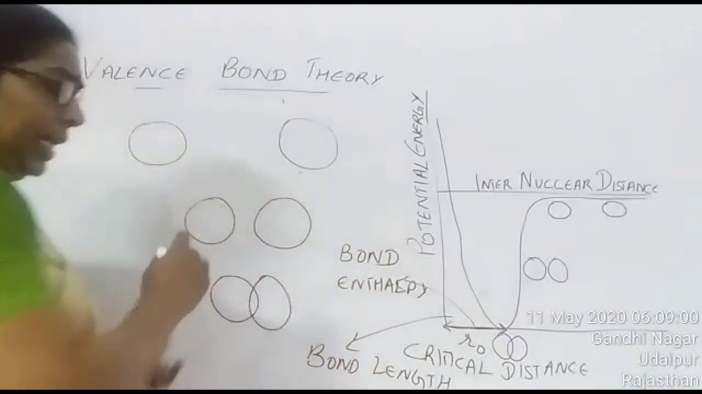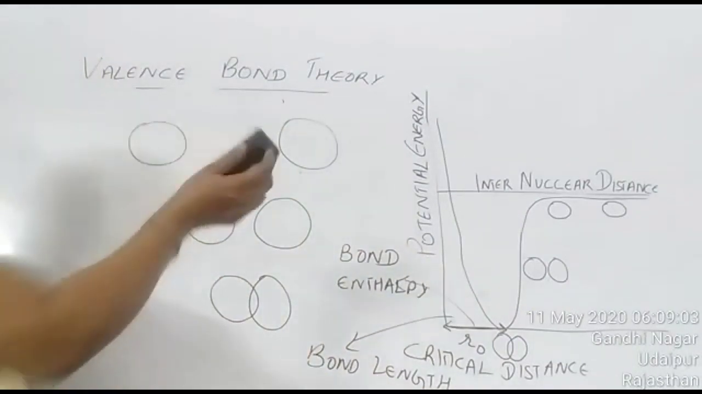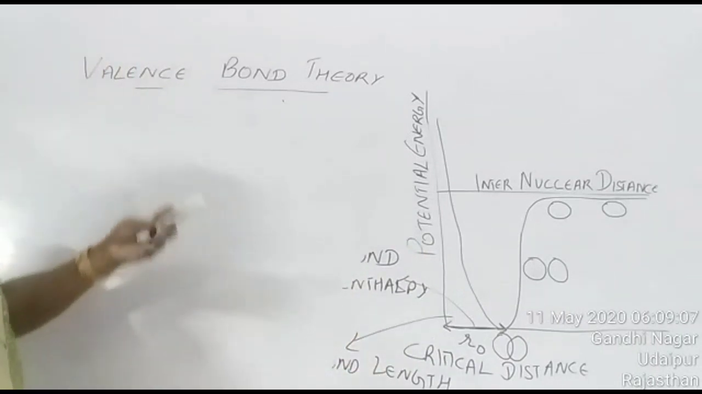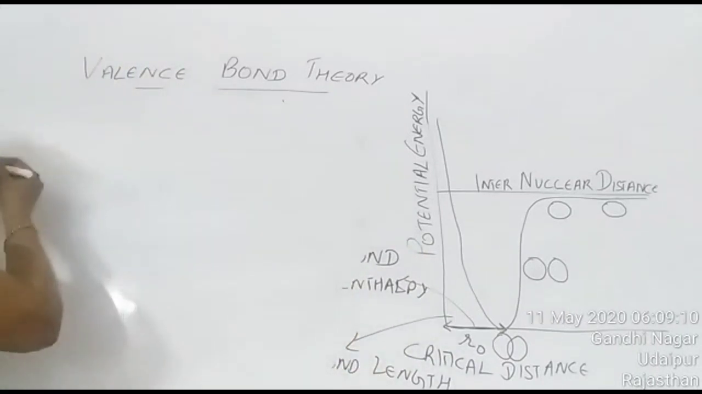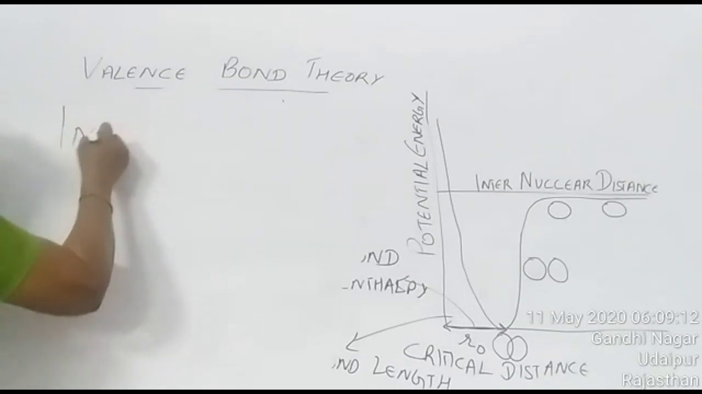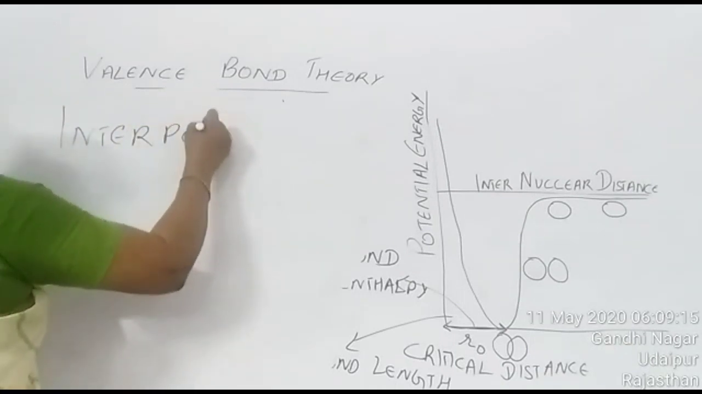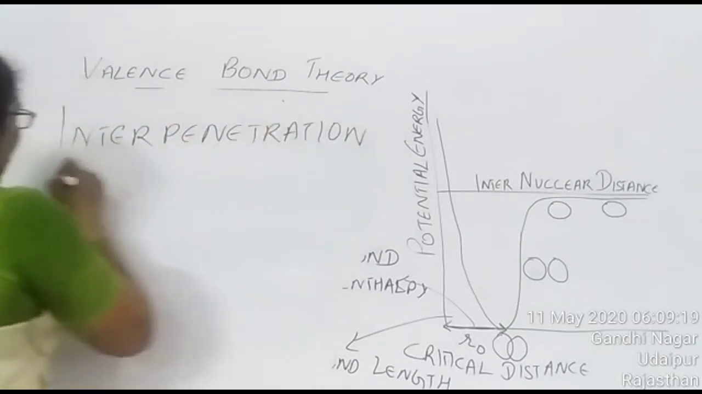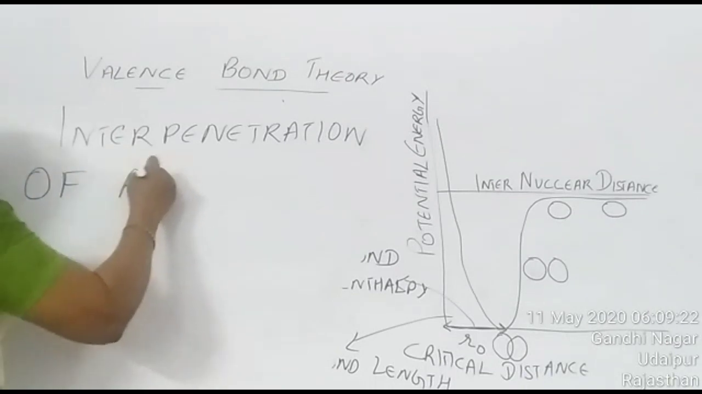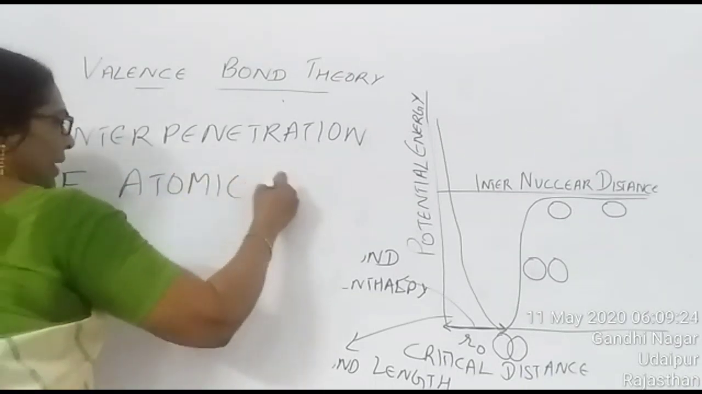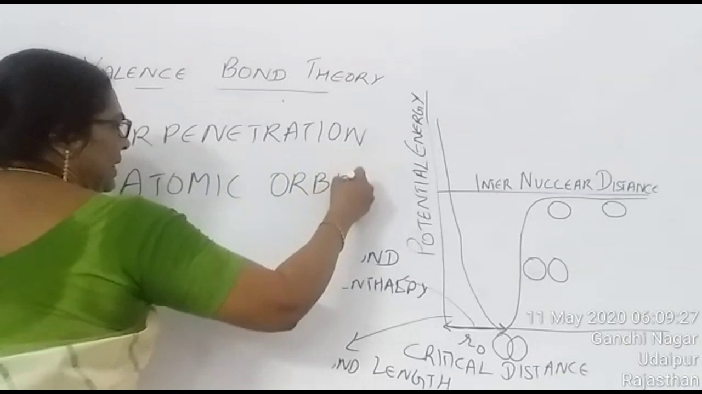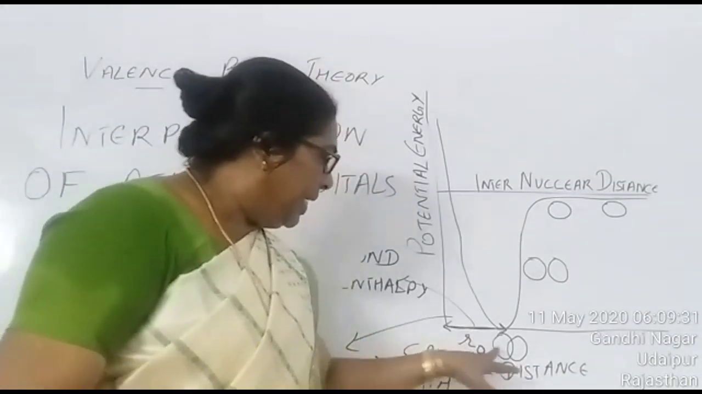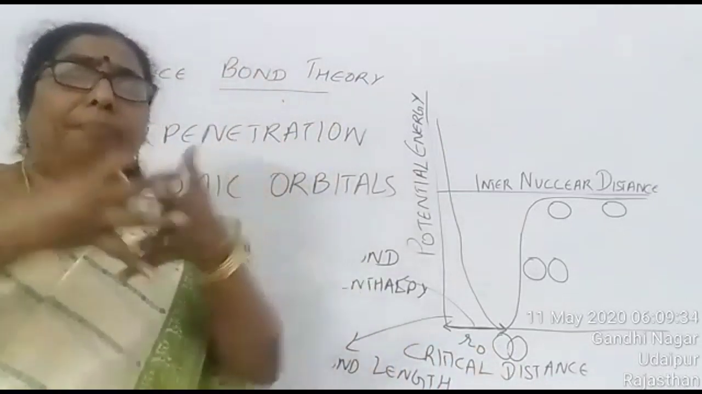Now, this particular interpenetration of atomic orbitals. Here we have seen that the two atoms overlap each other. Actually this overlapping means it is the interpenetration of atomic orbitals. Is it clear? Interpenetration of atomic orbitals is termed as overlapping. So here at this particular distance, these two atoms overlap each other.